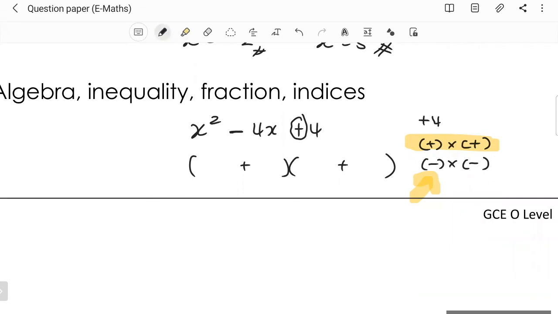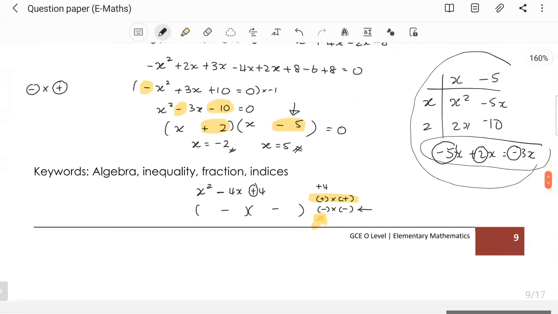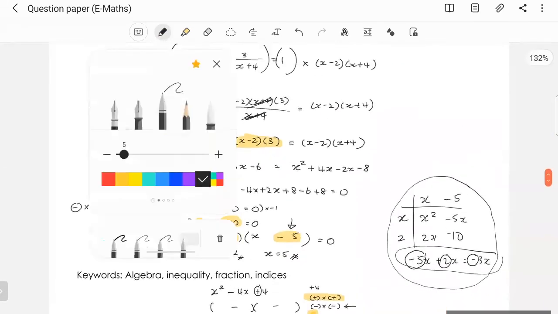So what if the question is -4x? Then in that case, we have to choose the negative times negative one. So my answer will be negative and negative. Okay, so this is some trick that we deal with when we do factorization. It's easier and faster. So of course, last step, how do we check?